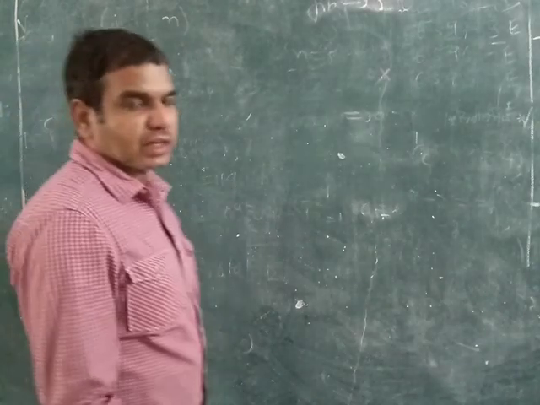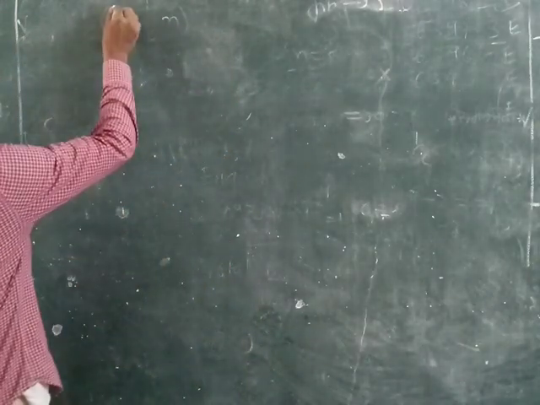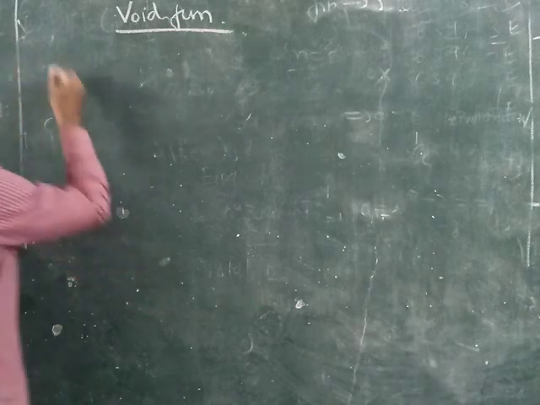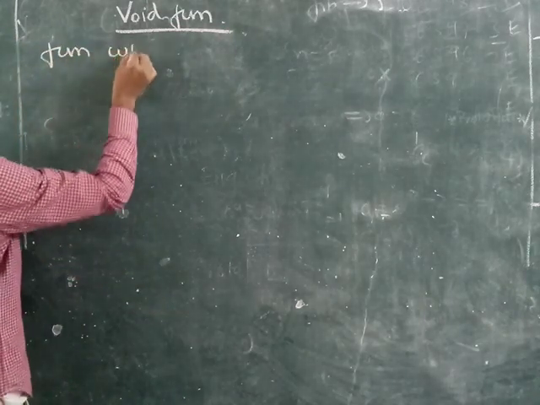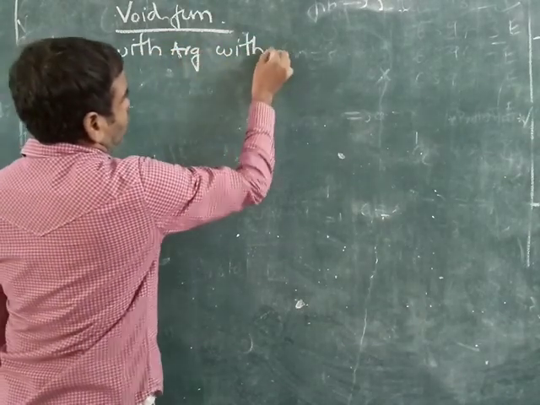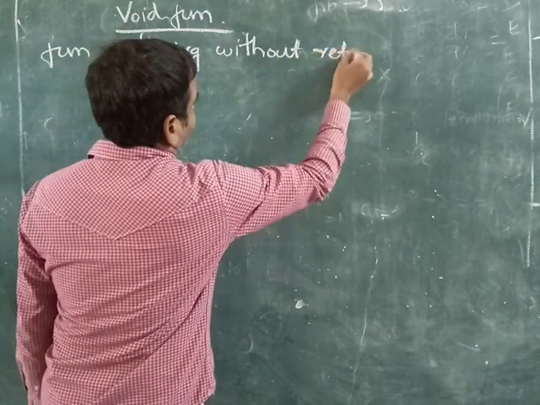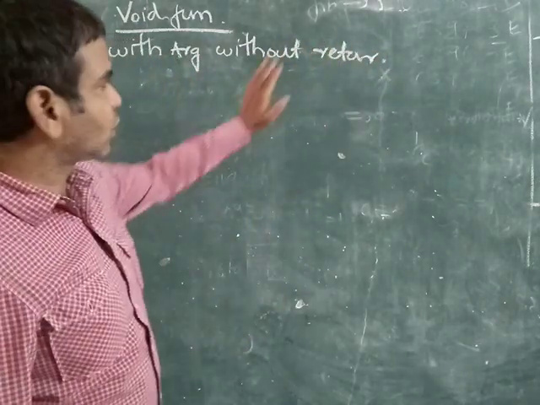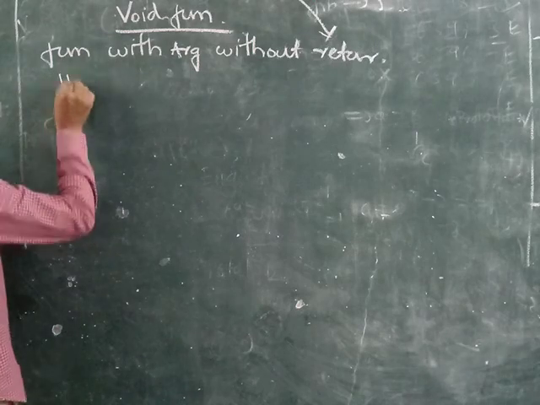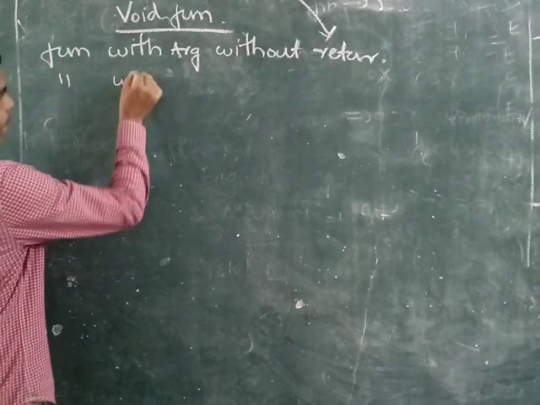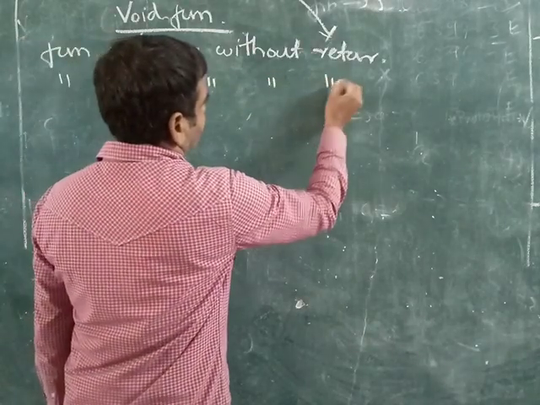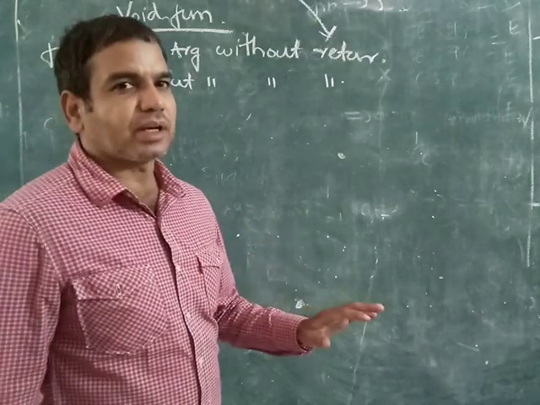Now we will see about void function. Void function we can say is a function with argument without a return statement. Any function without return is nothing but a void function. Second, a function without argument, without return, is also said to be void. Without return is nothing but a void function.